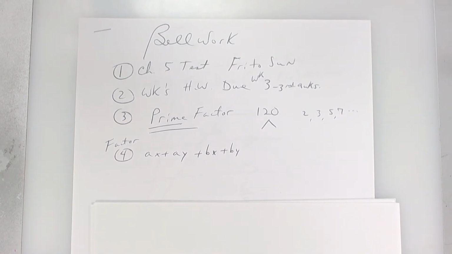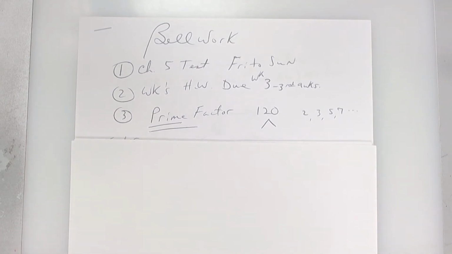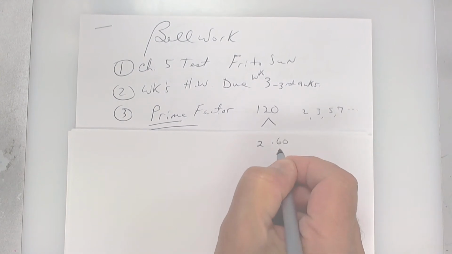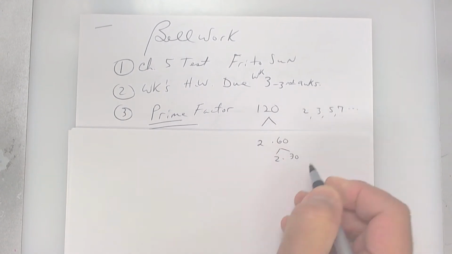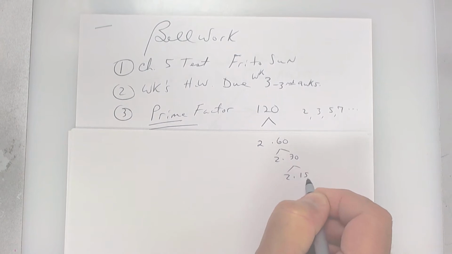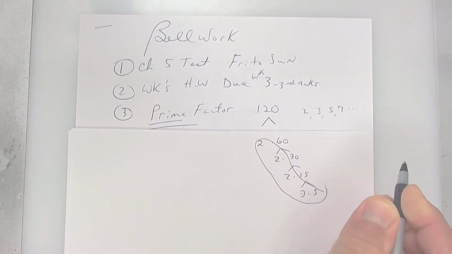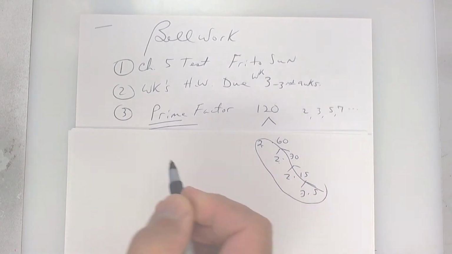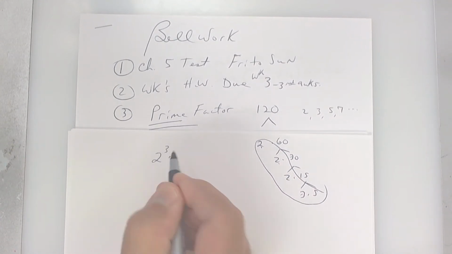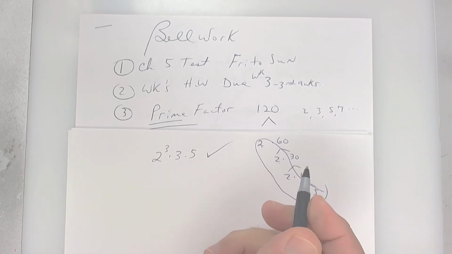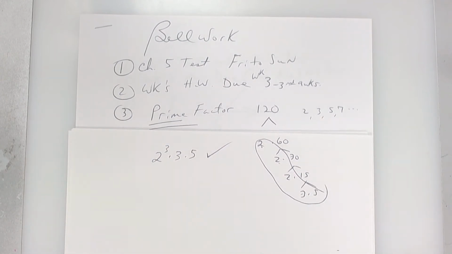All right, let's talk about prime factoring here. Well, here you use 2's for prime factoring. So 2 times 60, 2 times 30, 2 times 15, and 3 times 5. Now, if you want to write it in exponent form, you have 3 of those. So it's 2 to the third power times 3 times 5. And there it is. And that's called prime factorization.